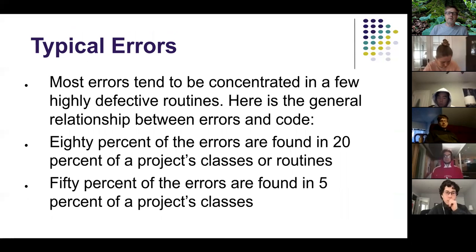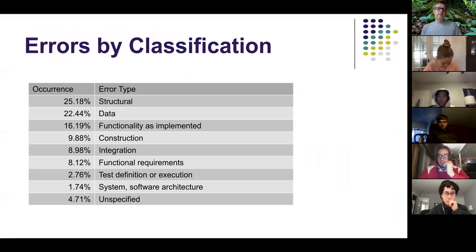So most errors tend to be concentrated in a few highly defective routines. 80% of errors are found in 20% of projects, classes, or routines. 50% are found in 5%. So it's not evenly distributed.